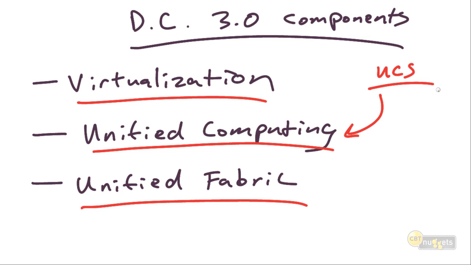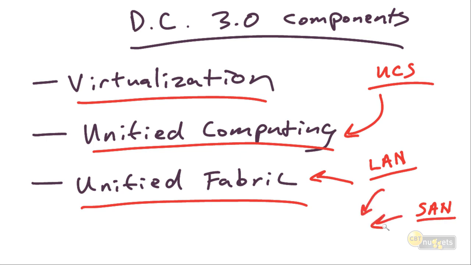I'll show you that next. But let's talk for a minute here about unified fabric. The idea behind unified fabric is we're going to take the LAN information in an organization and we're going to take the storage area network information of an organization and we're going to unify them onto what is typically 10 gigabit per second Ethernet. Yep, that's right.